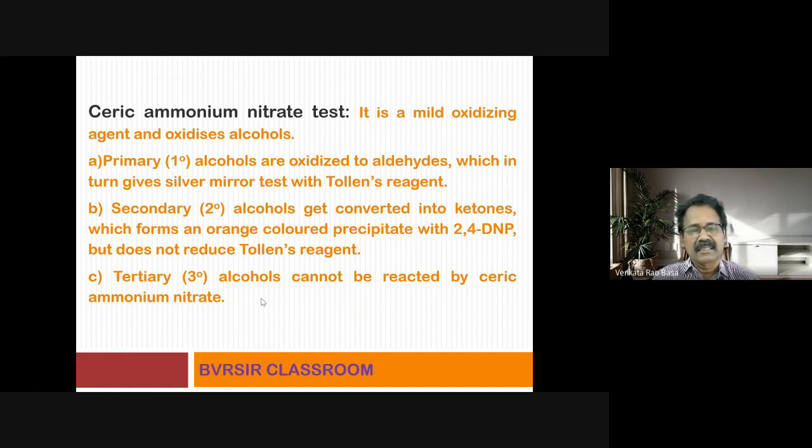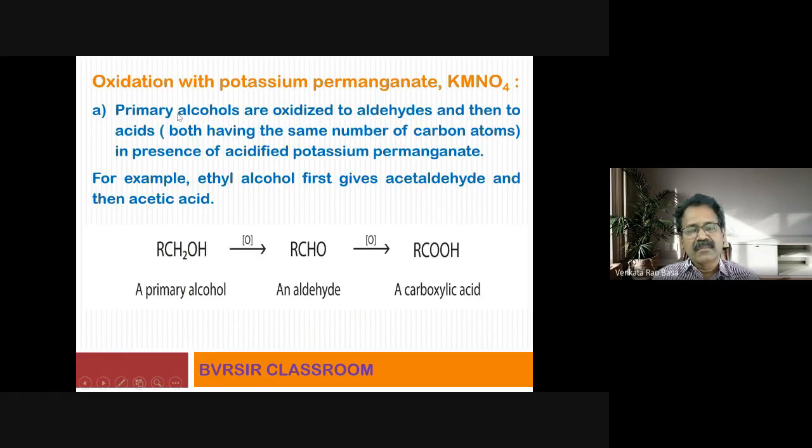Similarly, another reaction: oxidation with potassium permanganate. Theoretical as well as practical significance is there for this particular explanation. Please remember, when alcohols are oxidized, they get converted into carbonyl compounds. Carbonyl compounds in turn get converted into carboxylic acids. Carboxylic acids in turn get converted into carbon dioxide and water. That is the sequence of reactions.